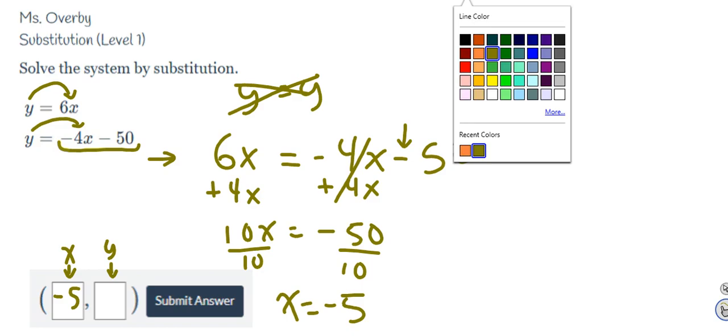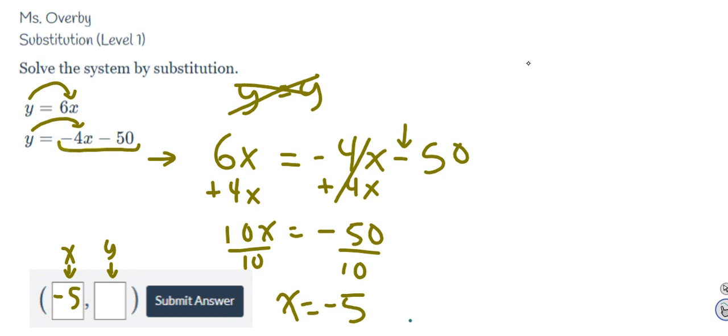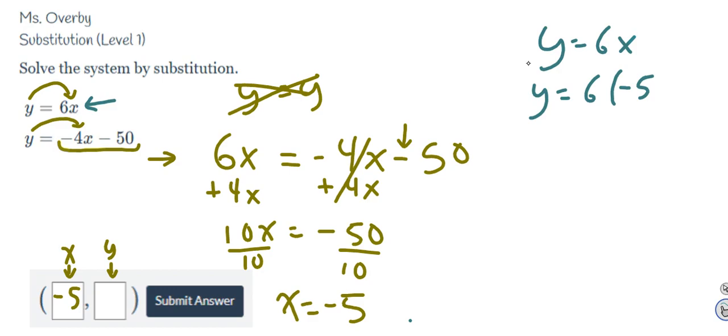Well, we want to know, what is y equal to when x is equal to negative 5? We can pick either equation. If we pick this equation, y equals 6x, all we do is plug in a negative 5 for x. We pick up our calculator, and that says y equals negative 30. Now you're probably saying, there's our answer for y, right? y is equal to negative 30.